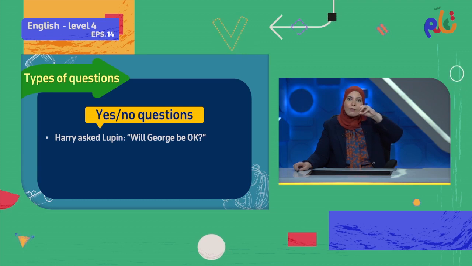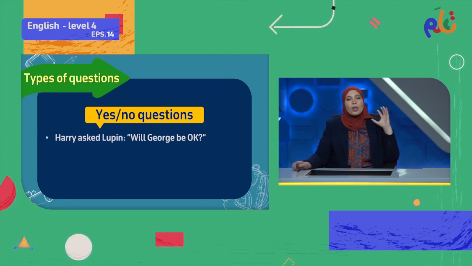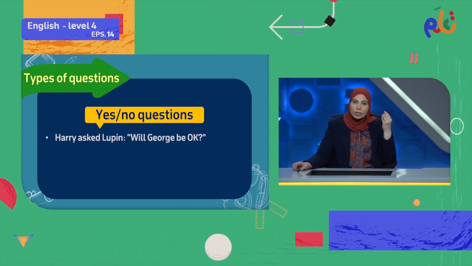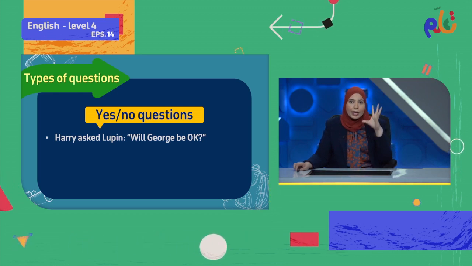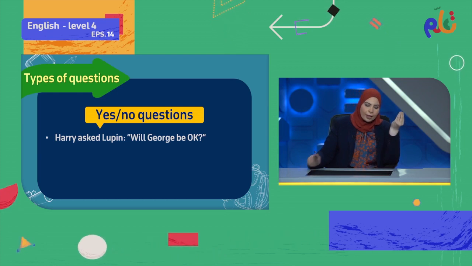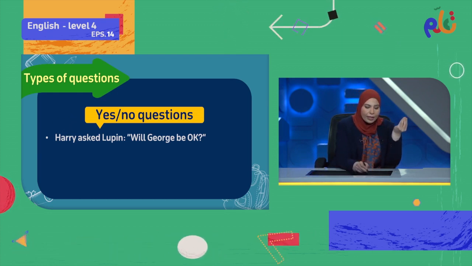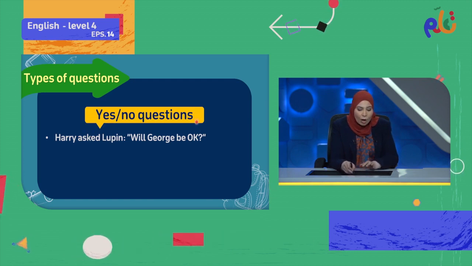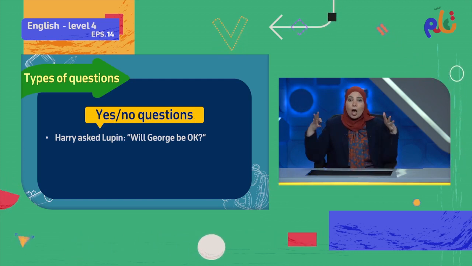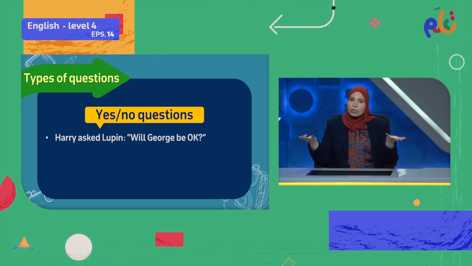So here, if we would like to add, we will add a question verb. We said that we have reporting verbs. The reporting verbs for questions are asked, wondered, wanted to know. Let's start with asked. So now we have Harry asked Lupin, and now I don't want to have the quotations. I want it to be a normal question.